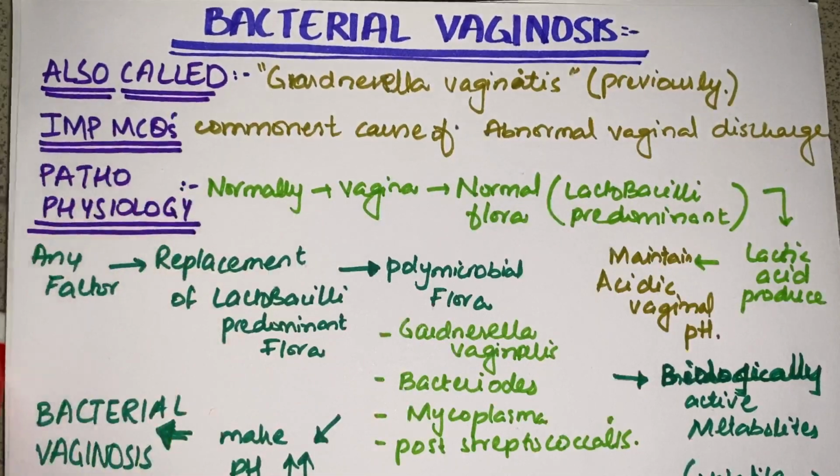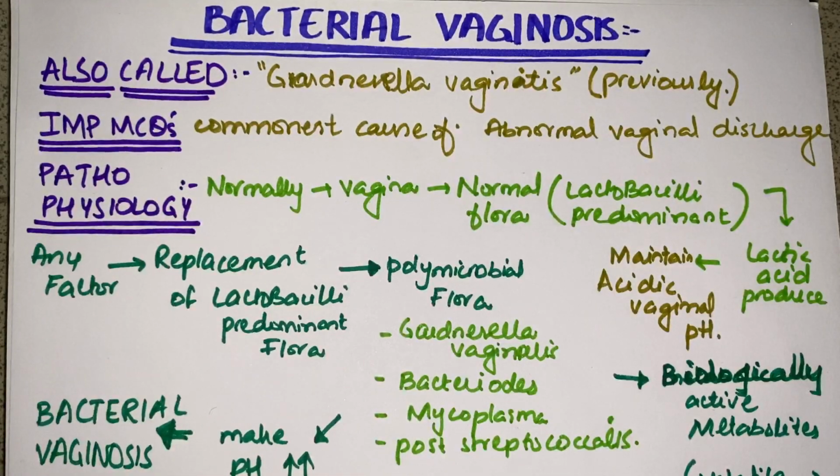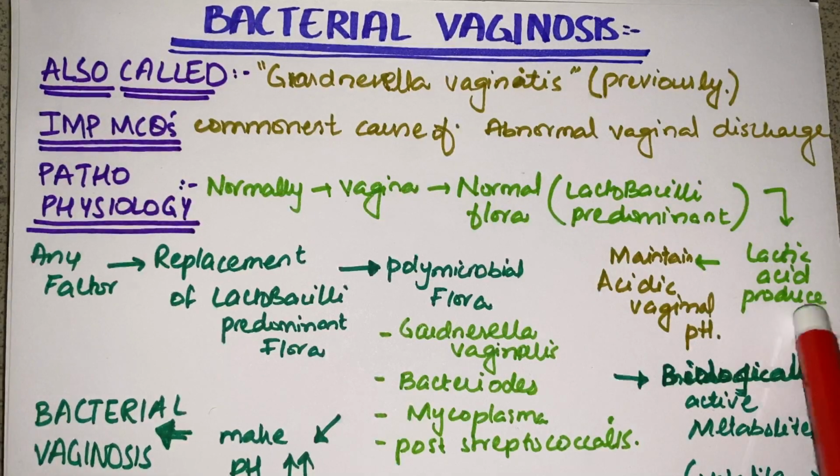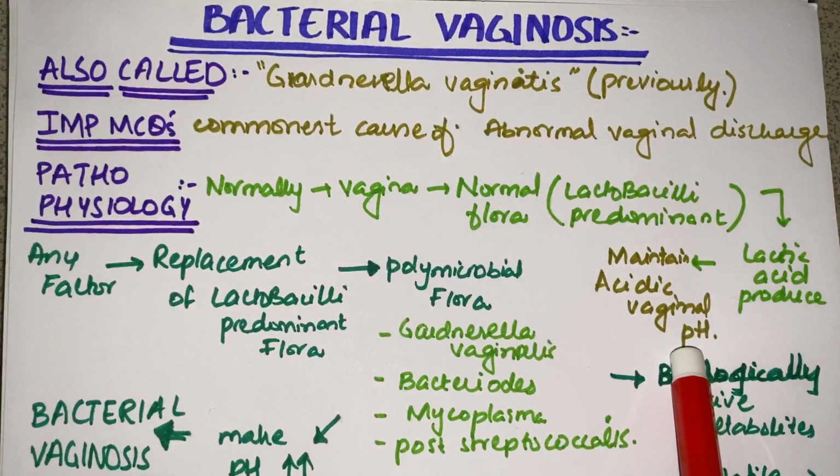Now, pathophysiology, talking about how this disease actually occurs. What are the mechanisms of causing this disease? We know that normally our vagina has many bacteria in it, which we call the normal flora. These normal flora are basically lactobacilli predominant, means lactobacilli are present in excess. They produce lactic acid that keeps the pH of the vagina acidic, which is normal.